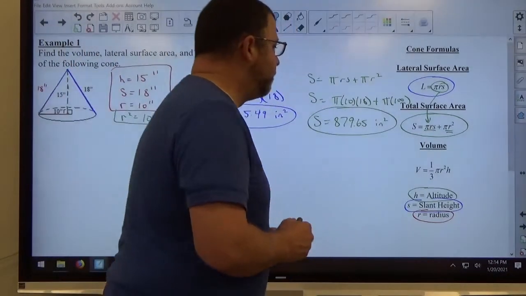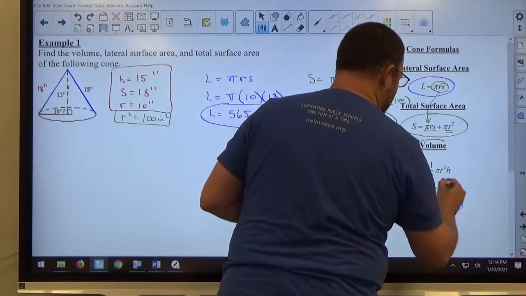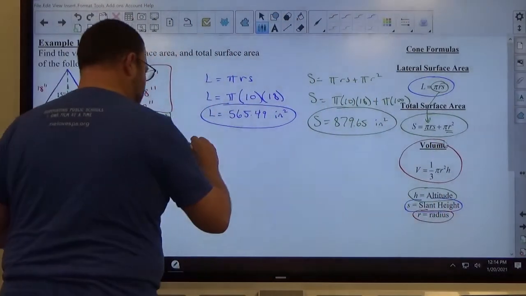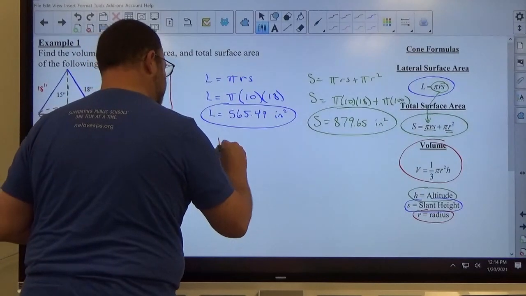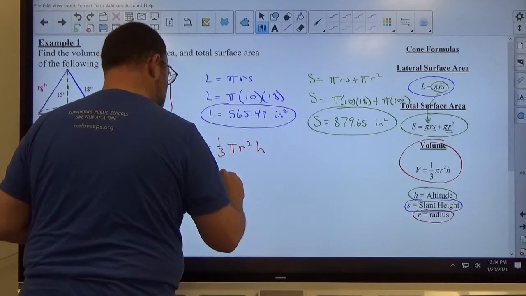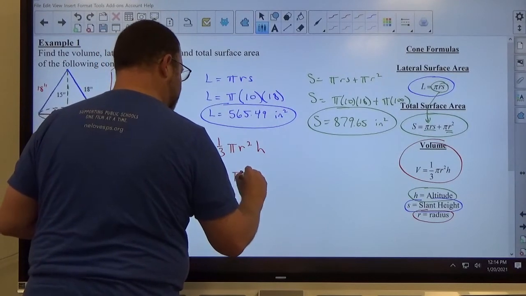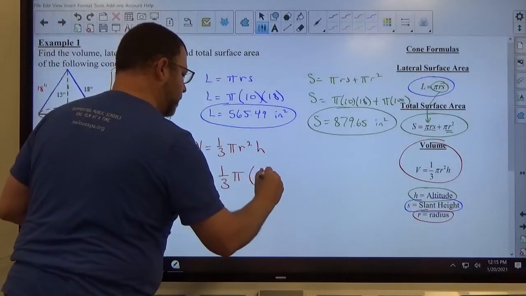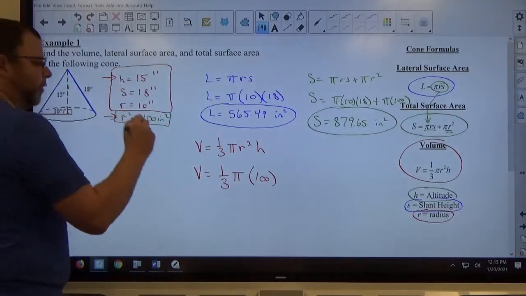Finally, they asked me to find volume of this. Volume formula is 1/3 pi r squared h. So I'm going to write the volume formula down. Volume equals 1/3 pi r squared h. 1/3 is 1/3, pi is pi, r squared, once again, is 100, and h is equal to 15.